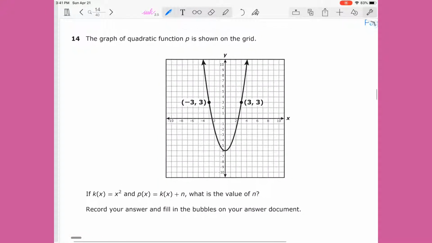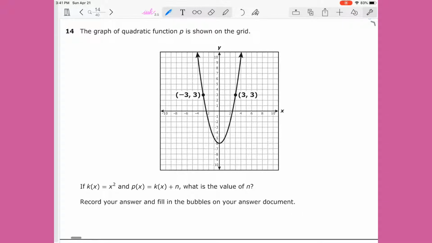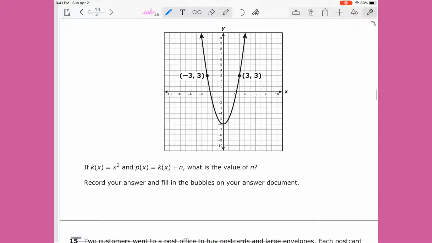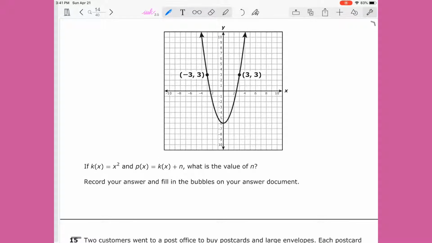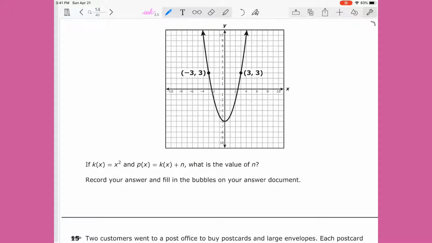Okay, welcome back. So this question's worded a little weird, but if you just take a moment and think about it, it says the graph of the function p is shown on the grid. And we have two symmetric pairs, -3, 3, and 3, 3. And then it says if k of x is equal to x squared and p of x is equal to k of x plus n, what is the value of n?